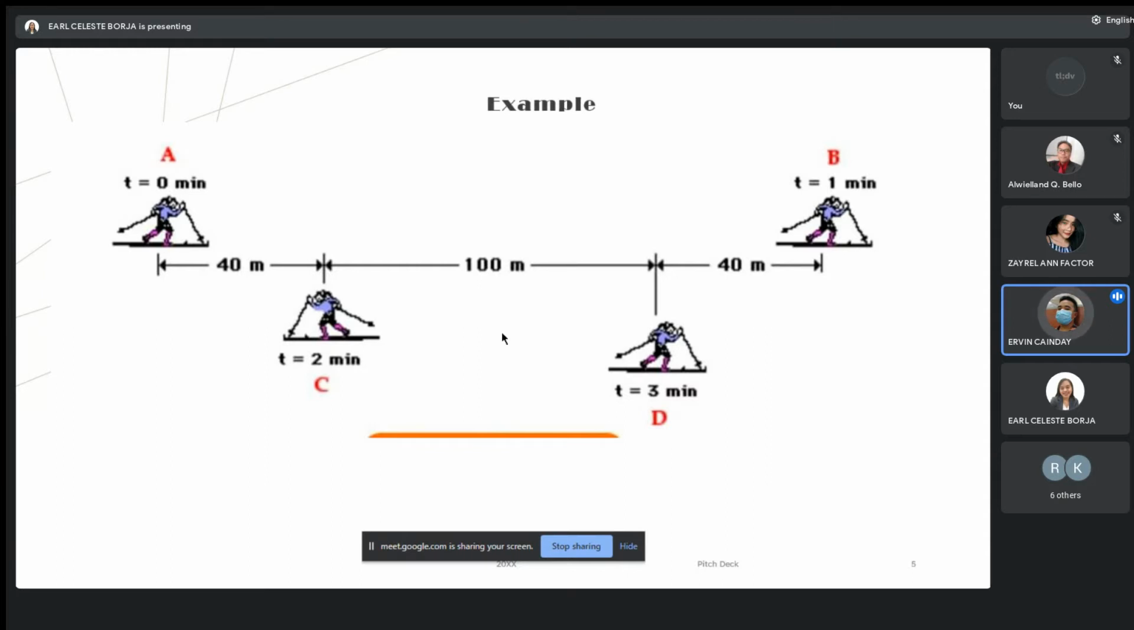So this is the example of our displacement. To get its value, we add them all. For example, the distance of A, C, D to B, all together is 180. Then we get the distance of C to D, which is 100 meters. Then we also get the distance of A to D, which is equivalent to 140. The same process again.